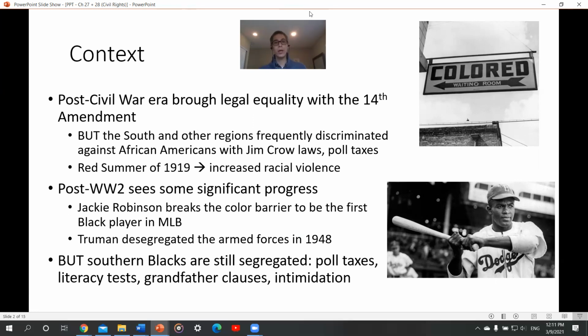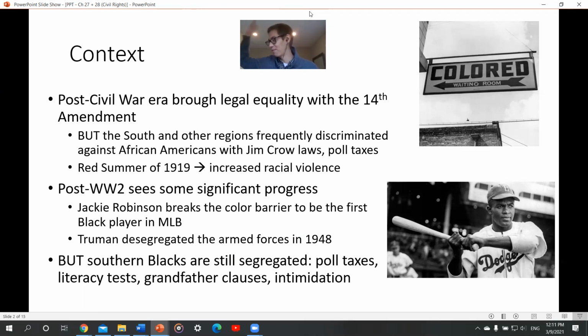The post-World War II era does begin to see some progress. I think the contributions of African Americans in World War I, and especially in World War II, a group called the Tuskegee Airmen were most notable, did lead to some cultural progress. Jackie Robinson was the first person to break the color barrier, the first Black player in Major League Baseball.